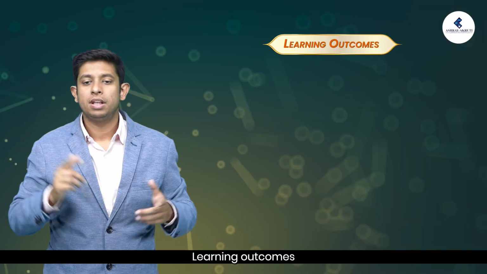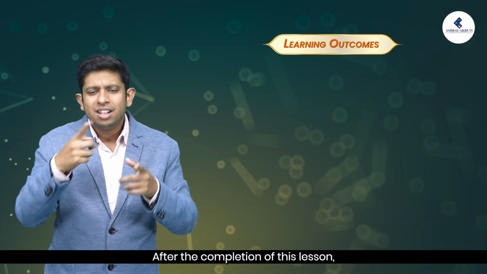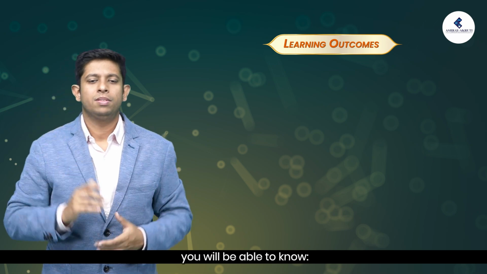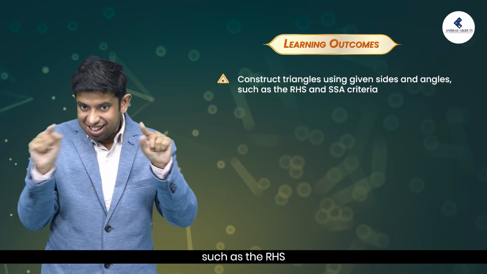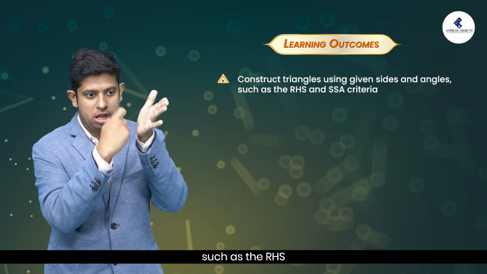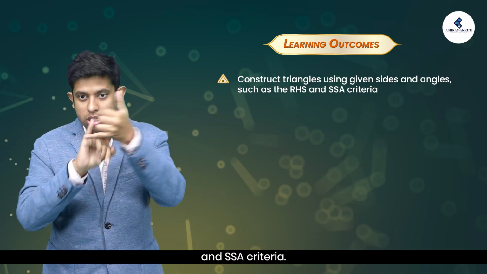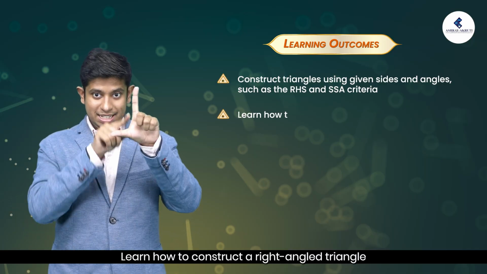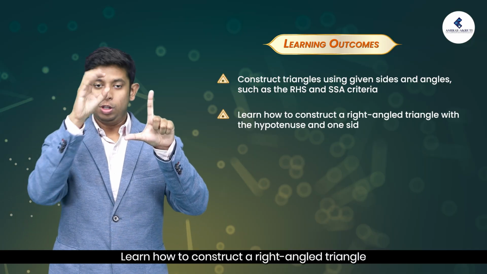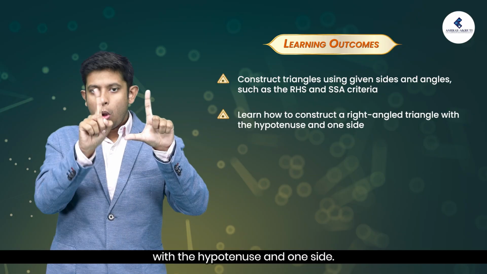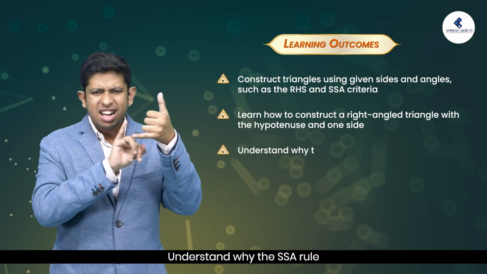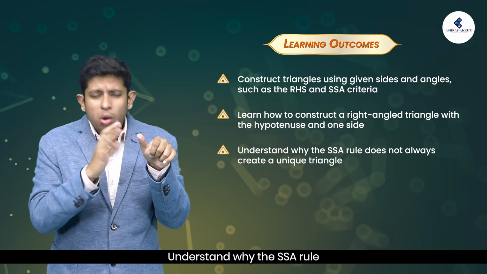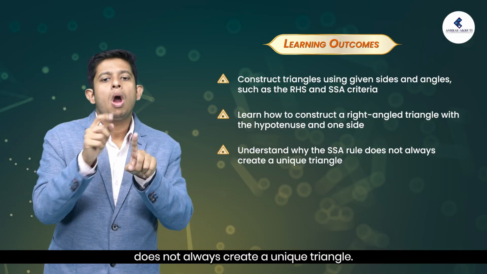Learning outcomes. After the completion of this lesson, you will be able to: construct triangles using given sides and angles, such as the right angle hypotenuse side and side-side angle criteria. Learn how to construct a right-angled triangle with a hypotenuse and one side. Understand why the side-side angle rule does not always create a unique triangle.